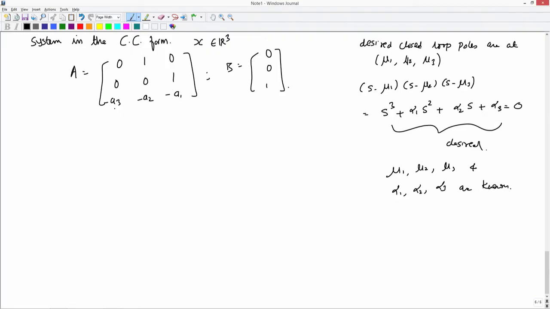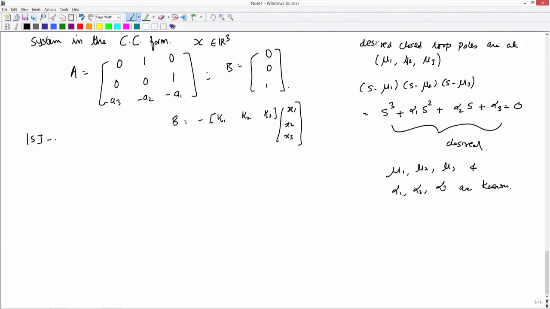Now, this system is completely controllable, just because it is in the controllable canonical form. Say I want to appropriately place the poles of the closed loop system at mu 1, mu 2 and mu 3. So, what is the control law u equals minus K 1, K 2, K 3 times x 1, x 2, x 3 that will achieve this configuration of the closed loop? The unknowns here are K 1, K 2 and K 3.